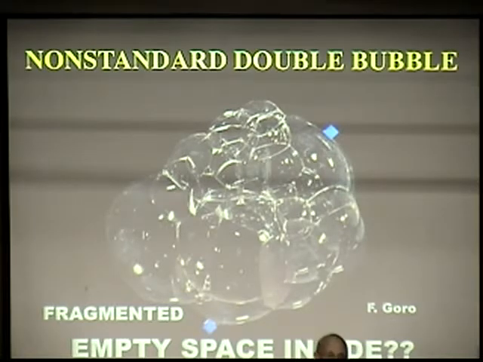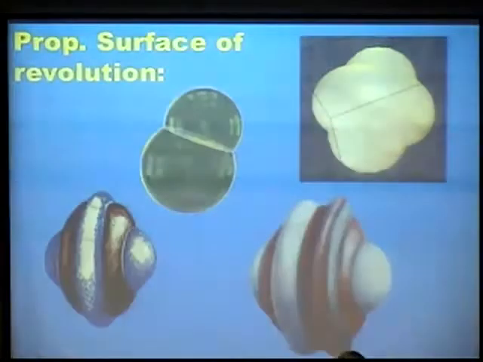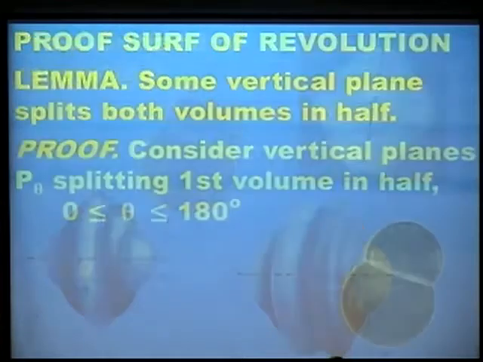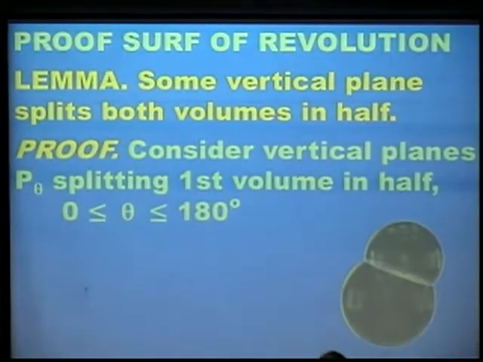It looks completely hopeless. But there were some things we knew right from the beginning. It was Brian White who pointed out to me that the minimizer has to be a surface of revolution. Now, symmetry arguments are so important, and this one's kind of useful, so I thought I'd just tell you about this symmetry argument, that the minimizer has to be a surface of revolution. And it all starts with this lemma, that some vertical plane splits both volumes in half.